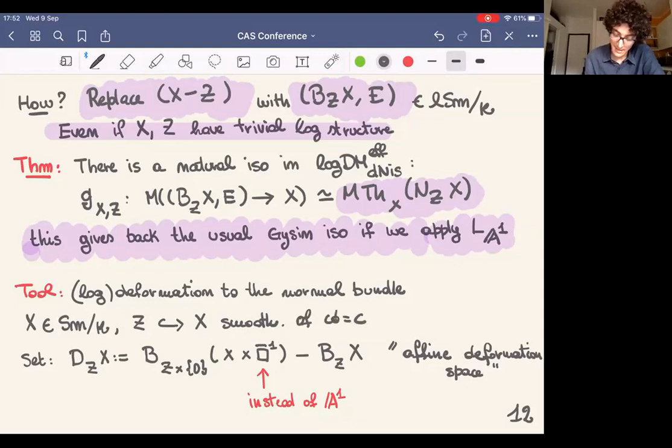And let's write D_Z X for the affine deformation space. So this is exactly what you do in general. You take the blow up of z times 0 in x times A1. That's what you would do in DM, right? And you remove the trivial factor B_Z X.